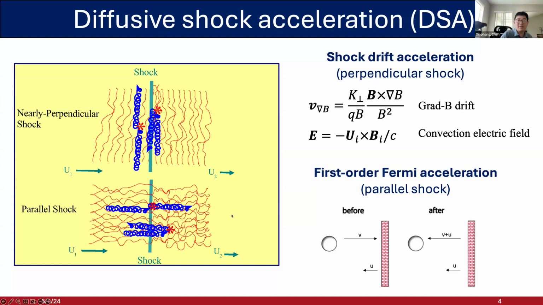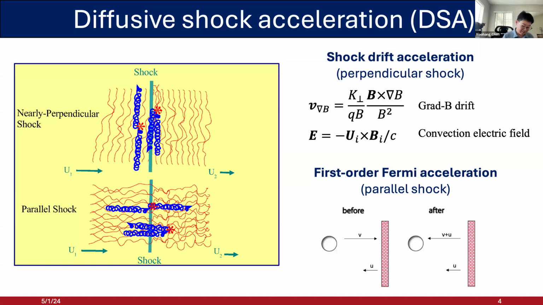Another scenario is what we call the first order Fermi acceleration. In this scenario, the shock is what we call a parallel shock. The shock normal is parallel to the upstream magnetic field. So particles can be scattered by the magnetic turbulence in the solar wind back and forth across the shock. So this is the wave-particle interaction.